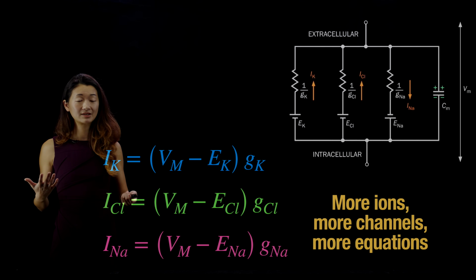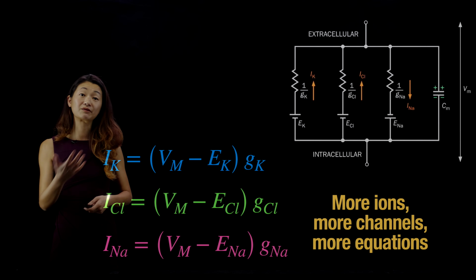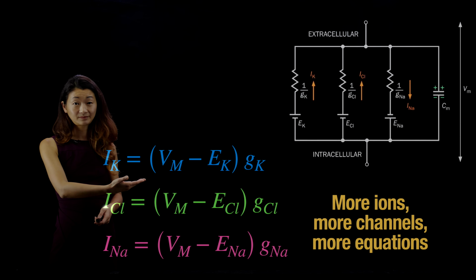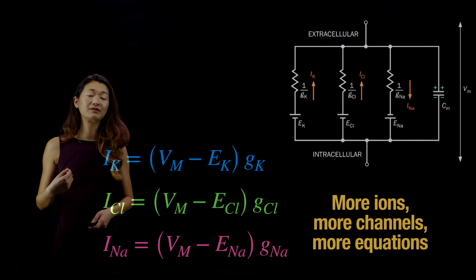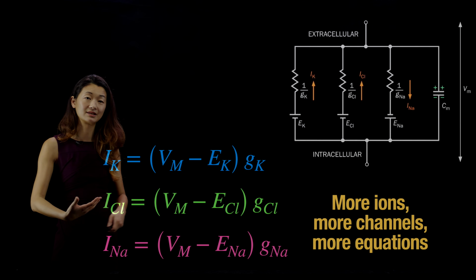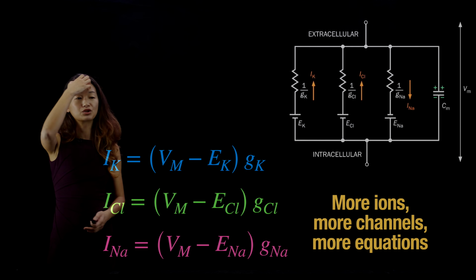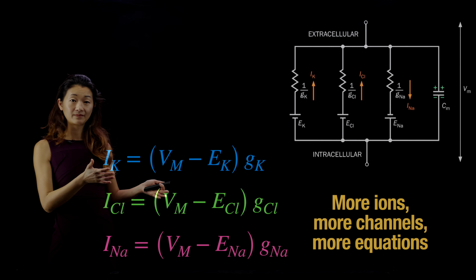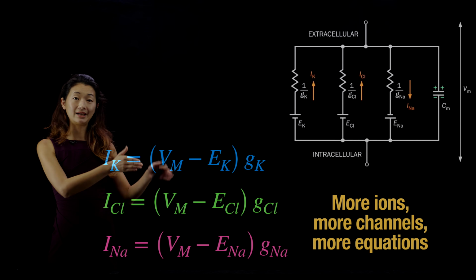So we can do more ions by adding more channels. If there's different types of channels, we can write more equations for how they affect the conductance. If there's more ions than the three that we've done here, we can just add more equations and have a more complete description of what's happening, relating current, voltage, and conductance using Ohm's law.